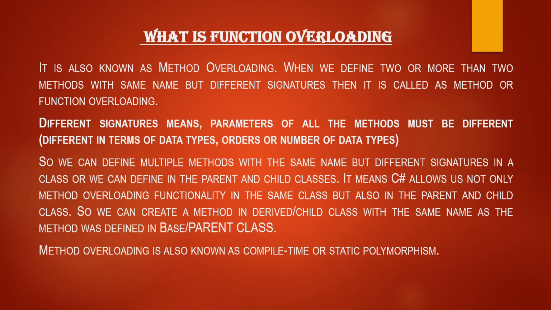So we can define multiple methods with the same name but different signatures in a class, or we can also define them in the parent and child class. It means C# allows us not only method overloading in the same class but also in the parent and child class. So we can create a method in a derived or child class with the same name as the method defined in the base or parent class. Method overloading is also known as compile time or static polymorphism.